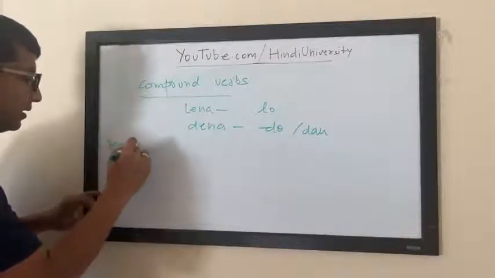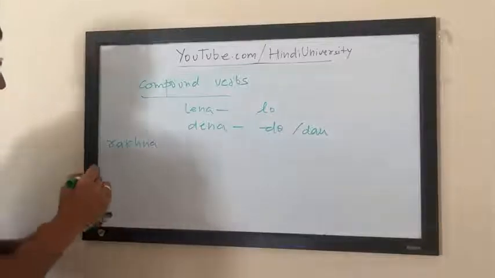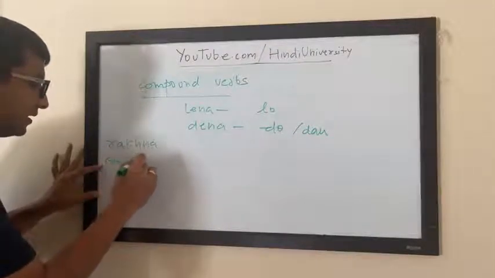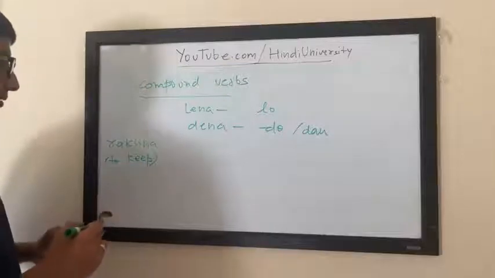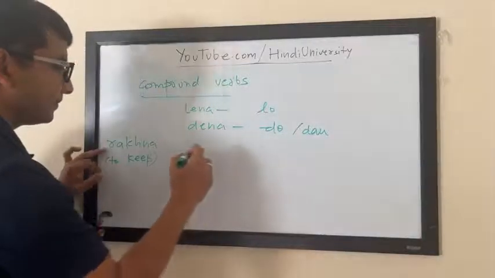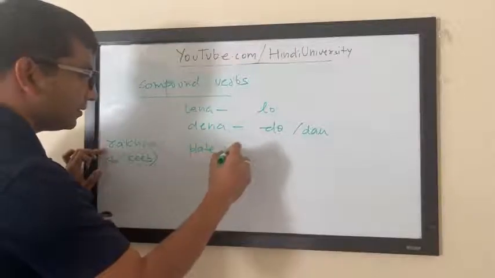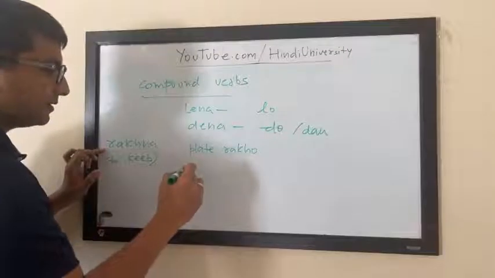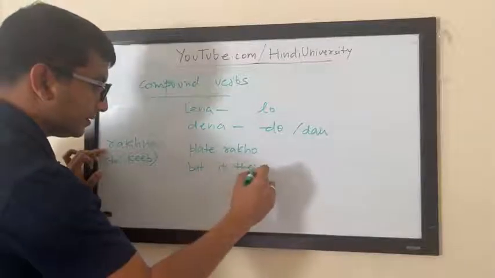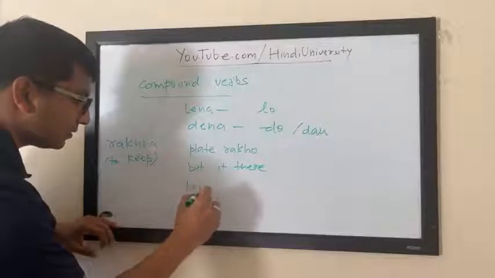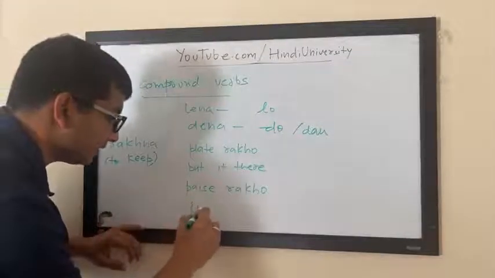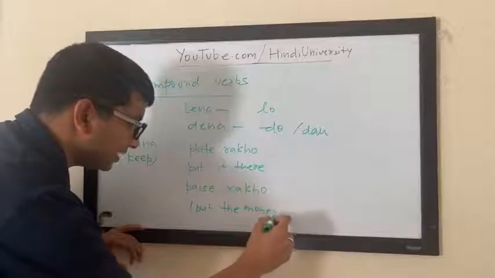Let's say you have rakhna. Rakhna is to keep. Can you give a simple example of rakhna? Oh, you mean a sentence? Yes, a sentence. Let's see. Plate rakho. What does plate rakho mean? It's like place it there, or put it there, like keep the plate there. What is paise rakho? Put the money, or keep the money.